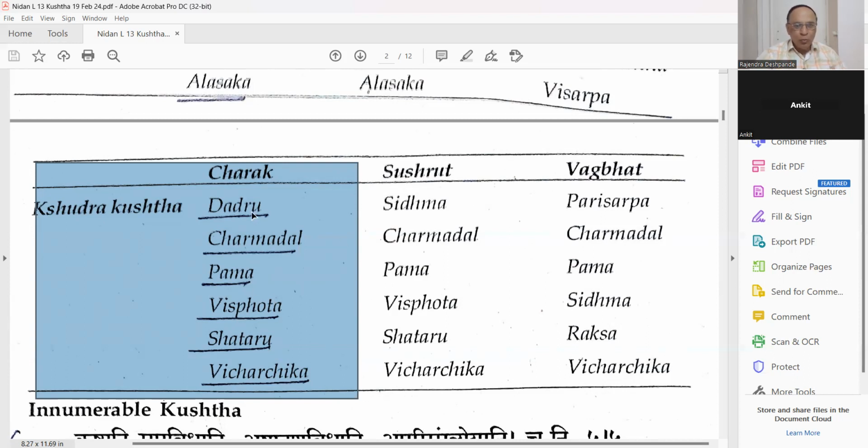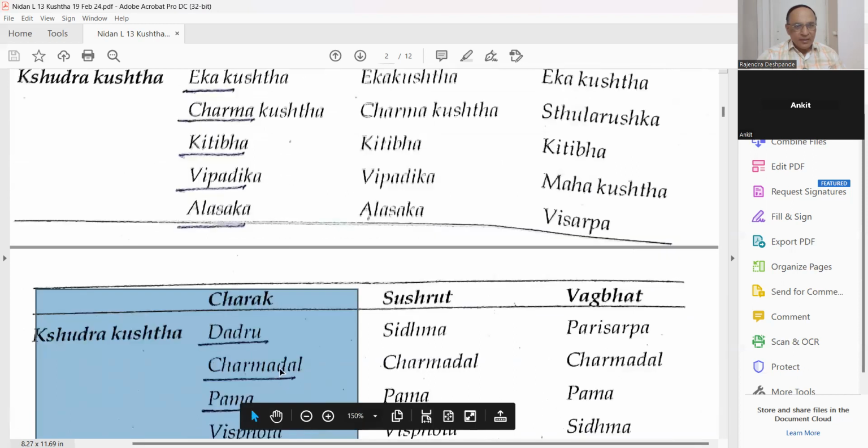Now, can you see here Dadru? Please write down. Dadru can be compared with ringworm, that is fungal infection. Then here, Pama. Please write down. Pama can be compared with scabies. In Marathi, we call it kharuz. Here in the finger webs. So Pama is scabies, S-C-A-B-I-E-S. Then Vicharchika, please write down. Vicharchika can be compared with eczema.